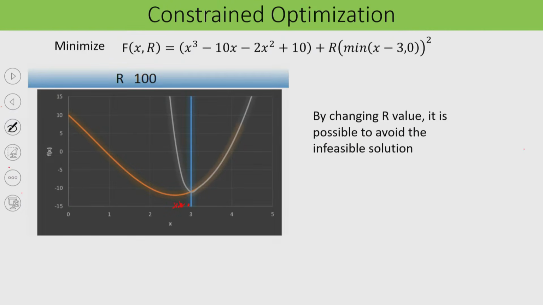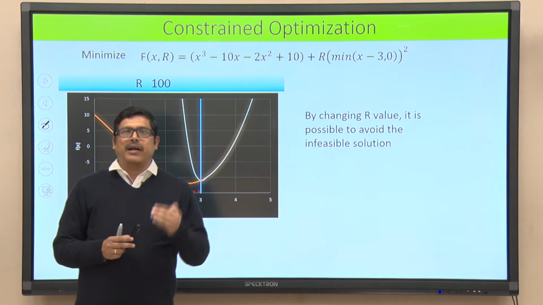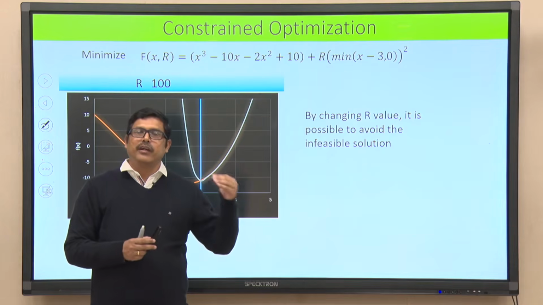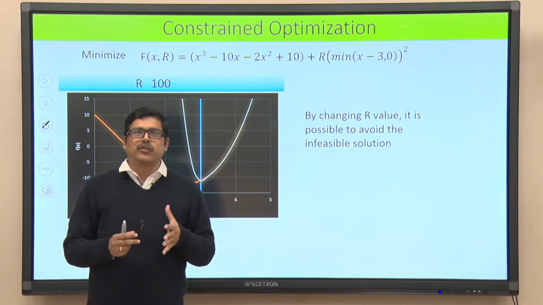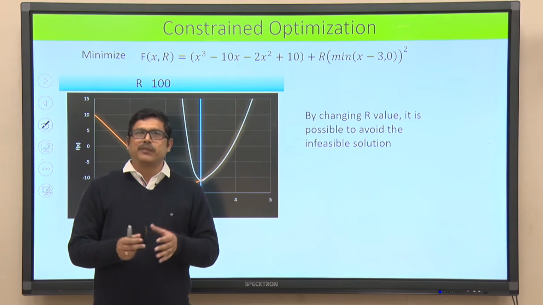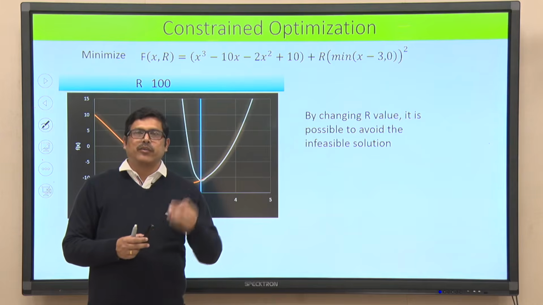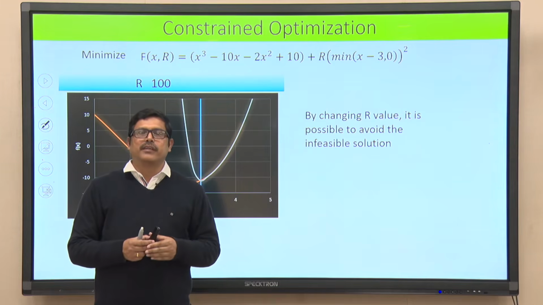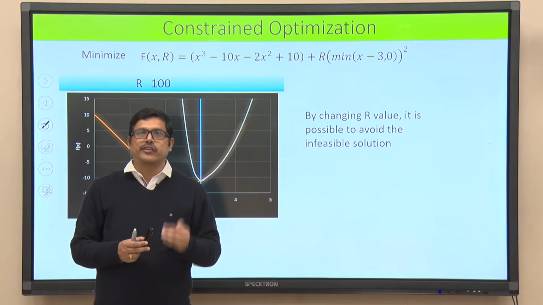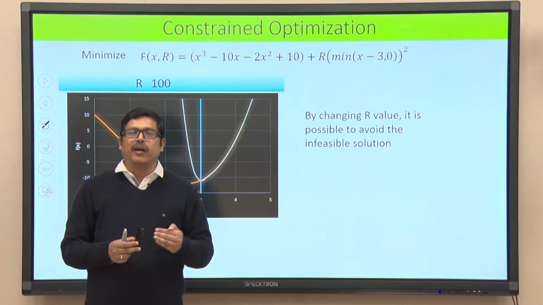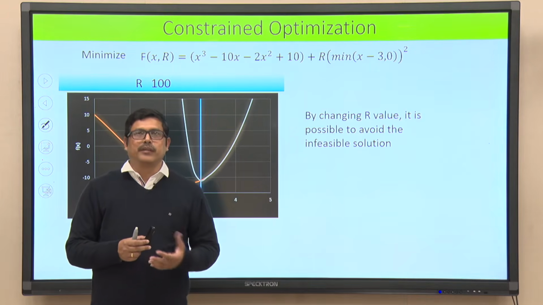Now, another issue is here. If you look at the solution procedure, we are penalizing the solution in the infeasible region. We are not penalizing the solution in the feasible region, we are penalizing the solution in the infeasible region. Therefore, this method is known as the exterior penalty method. Here we are penalizing the solution in the infeasible region.